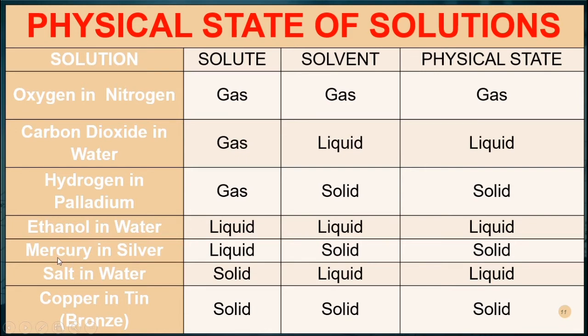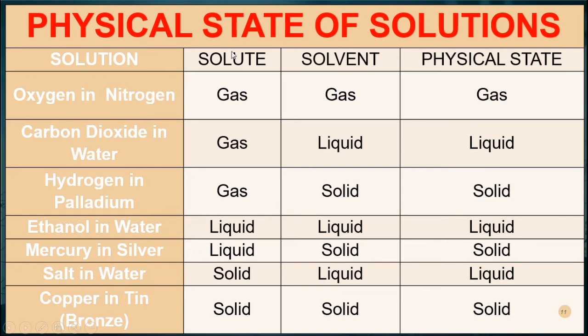And next, we have mercury in silver. So here, mercury is our solute, which is liquid. Silver is our solvent, which is solid. And the physical state of mercury in silver is solid. And we have salt in water. So this is our example previously.